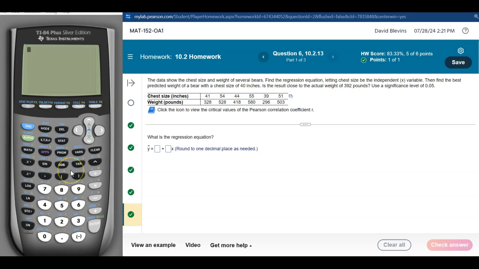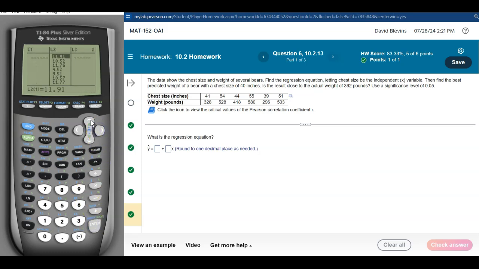Stats class. So I'm going to show you how to create a regression line and then use it for prediction. So the first thing I'm going to do here is enter all the data into my stat editor. So that's just stat, enter. I got data in here. I'm going to clear it out. Just highlight the row. Press clear, enter.